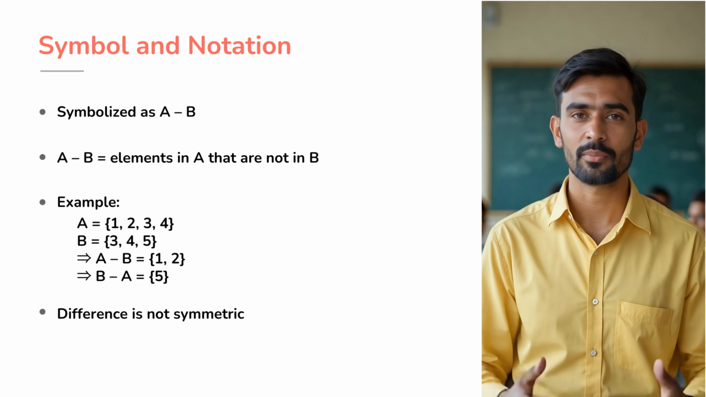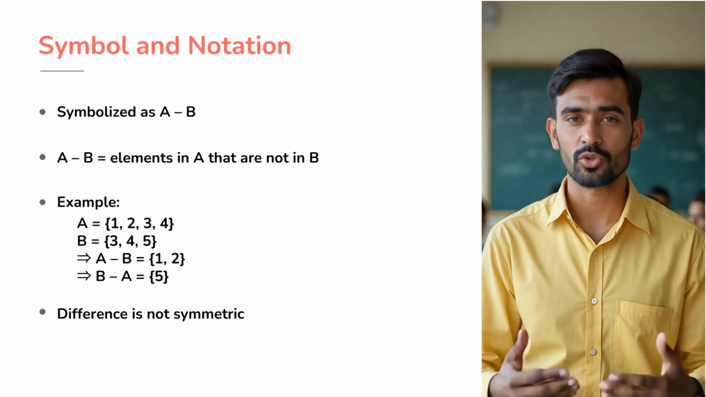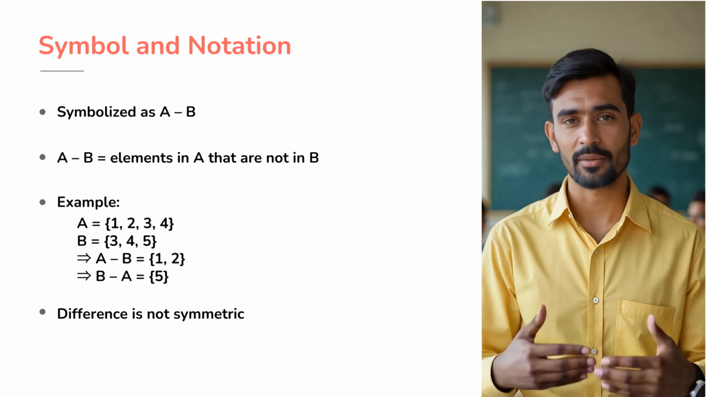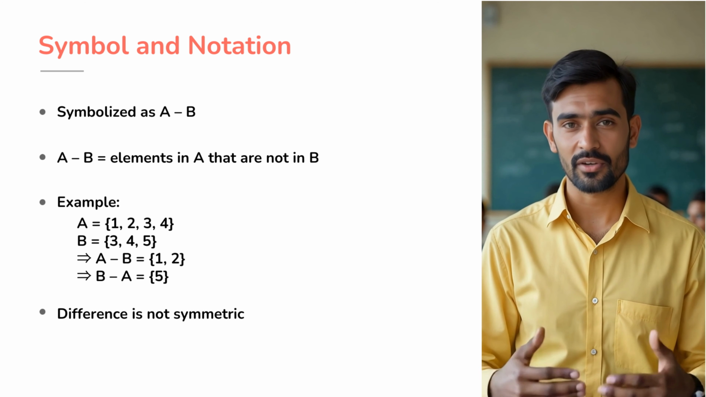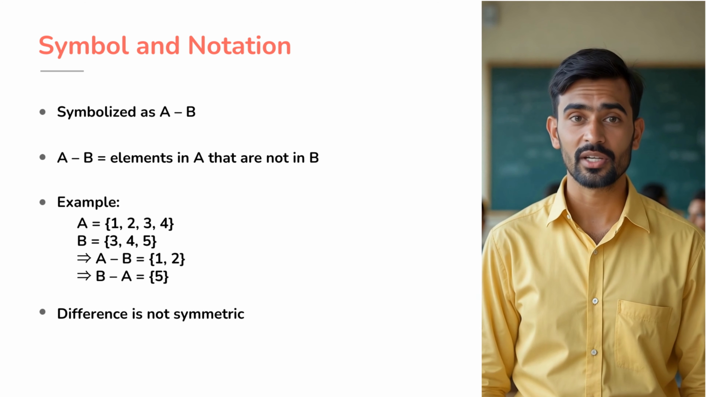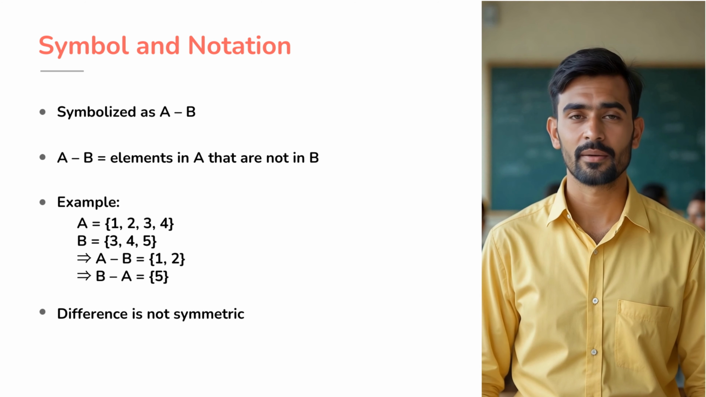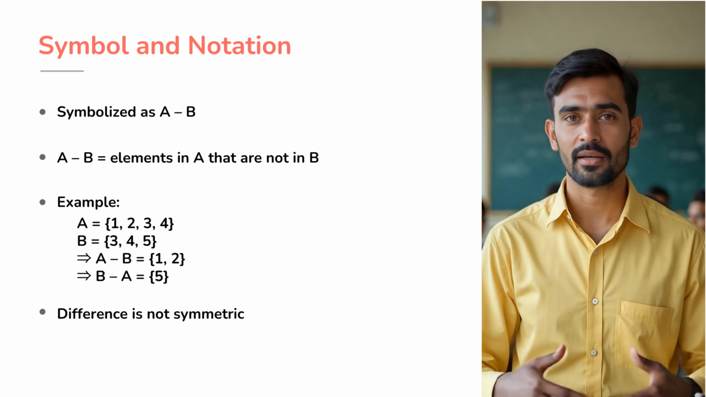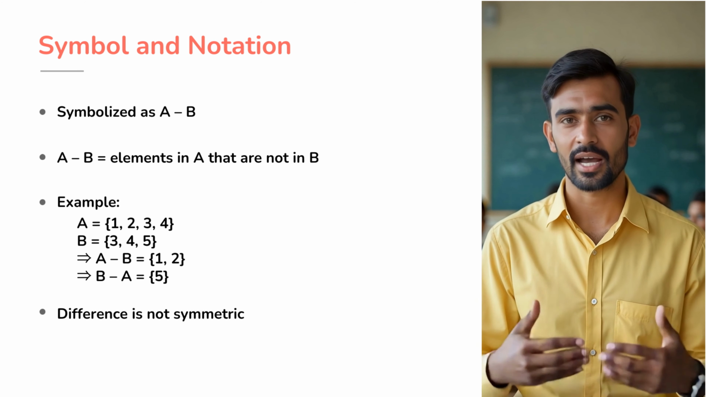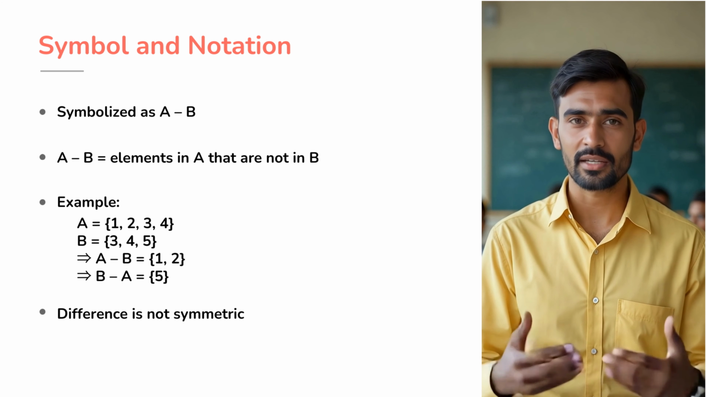Let's take an example. Set A is {1, 2, 3, 4}. Set B is {3, 4, 5}. Then A minus B is {1, 2}, because 1 and 2 are in A, but not in B. On the other hand, B minus A is {5}, as 5 is in B but not in A.